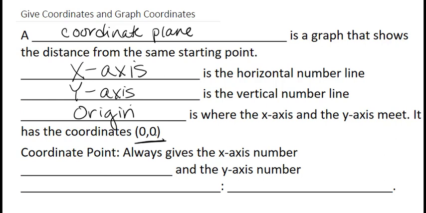A coordinate point always gives the x-axis number first and the y-axis number second, which is shown as this.